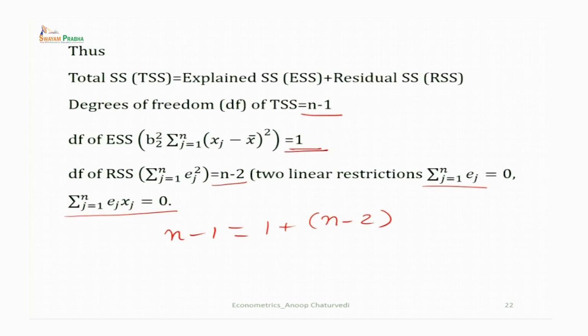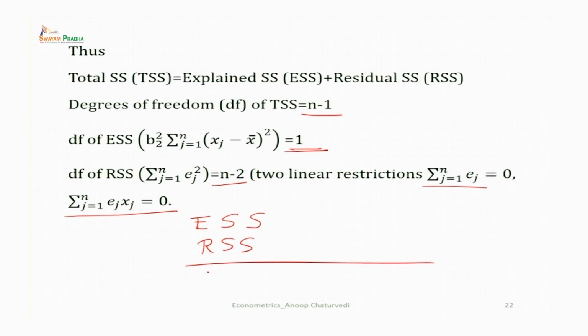So, this is how we get the analysis of variance for your model, the simple linear regression model. You have the explained sum of squares, ESS, then you have the residual sum of squares, and if you add these two, you get the total sum of squares, and the corresponding degrees of freedom are 1, n minus 2 and n minus 1.